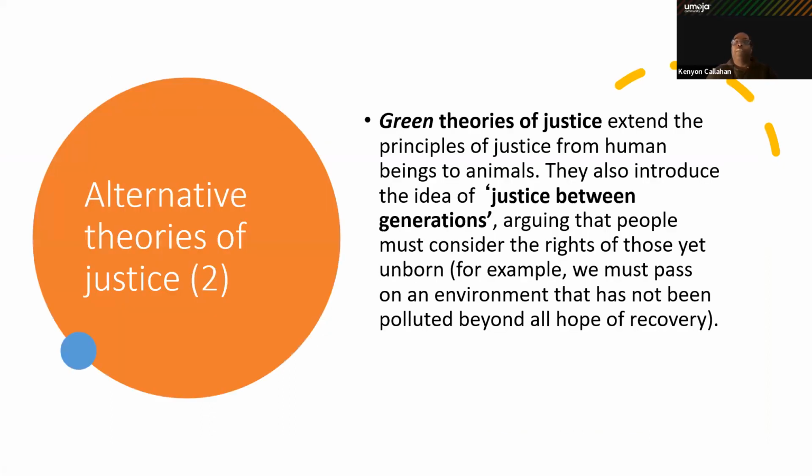And so we have alternative theories of justice. Green theories of justice extend the principles of justice from human beings to animals. They also introduce the idea of justice between generations, arguing that people must consider the rights of those yet to be born. For example, we must pass on an environment that has not been polluted beyond all hope of recovery. And that's something we're dealing with right now, right?